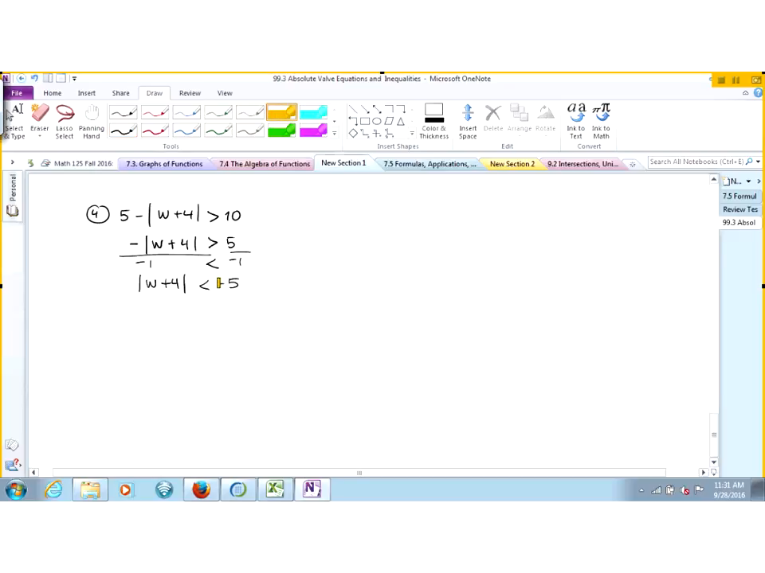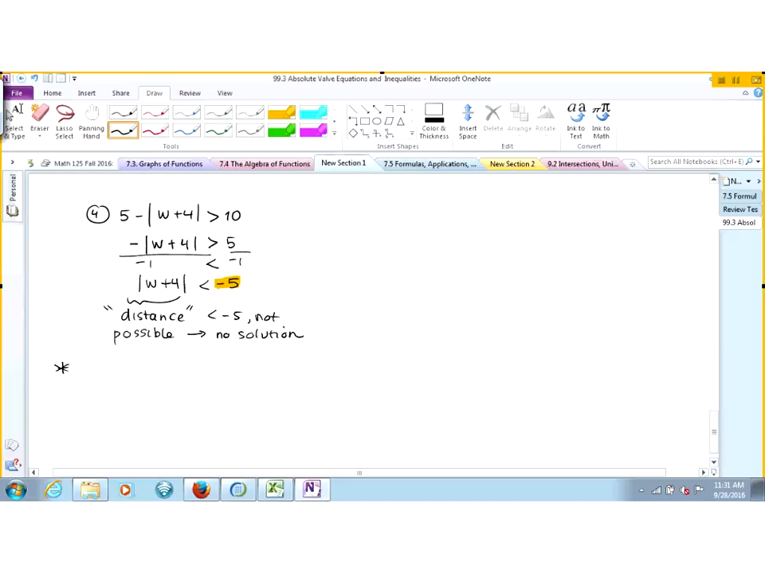Now, so think about this. This is a negative number. What does absolute value mean? Distance is less than negative 5. Is it possible? So this means any distance is less than negative 5. So not possible, right? If this were greater than, however, it's a different story. So, no solution.